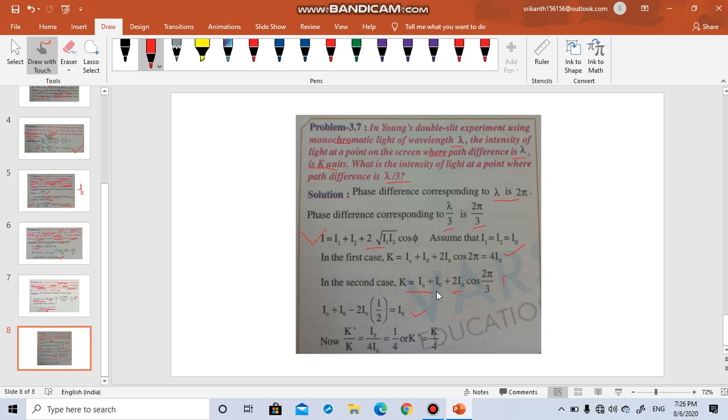You have k dash value, you have k value, just take the ratio. You are getting k by 4. So we have to tell the answer here in terms of the previous intensity. k is the total intensity because of the individual intensities of the light waves emanating from S1 and S2.